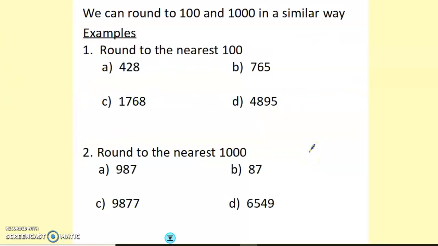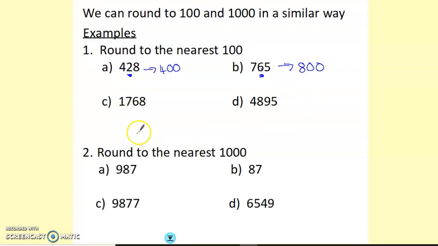Rounding to 100 and 1000 is very similar. We're just looking for numbers with 2 zeros or 3 zeros at the end. For example, if we've got 428, that's in between 400 and 500. We're deciding which one it's closer to. What we're interested in is the number in the tens column, because I'm rounding to the nearest 100. It's a 2, so the 4 would stay as 4. It would round to 400. 765, that's between 700 and 800. The number in my tens column is 6, so that's going to round that up to an 8. So 765 is closer to 800.